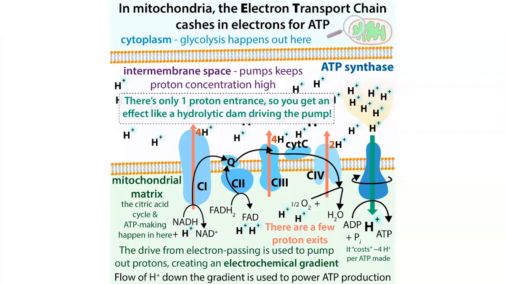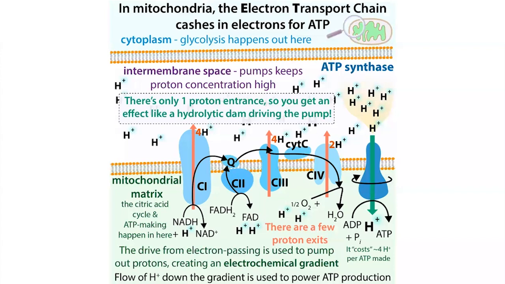We can even take out complex 2, and we don't need it. So we have this like 1, 2, 3, 4, but really we don't need complex 2. The electrons from complex 1 aren't going through complex 2. They're going to Q, which takes them to complex 3. We call it complex 2, the succinate dehydrogenase, but we can imagine that there are other ways to get electrons to Q. Other different membrane embedded flavoproteins.